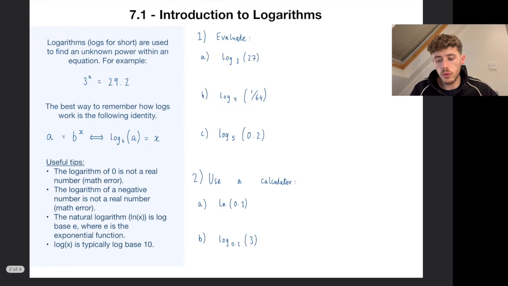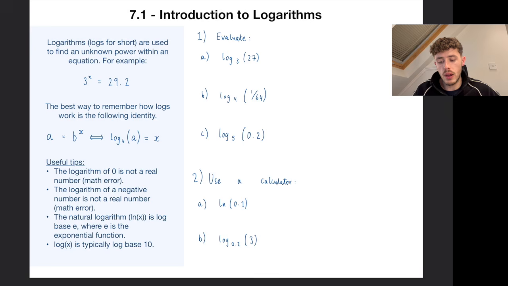So, logarithms, or logs for short, are used to find an unknown power within an equation. And this is probably something you would have found quite useful at GCSE when dealing with topics such as compound interest. For example, 3 to the power of x equals 29.2. That would be an example of an equation where logarithms would become very handy.